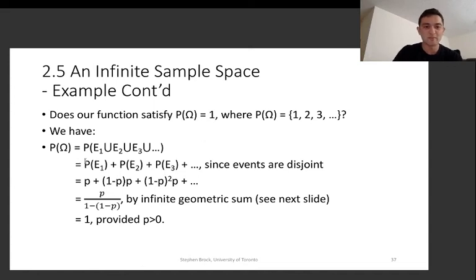So we have probability of E1 plus probability of E2 plus probability of E3, and so on. And substituting these for our values, we have p plus (1 minus p) times p plus (1 minus p) squared times p plus so on and so forth. And by the formula for an infinite geometric sum, we can see that indeed this does give us 1, provided that p is greater than 0.